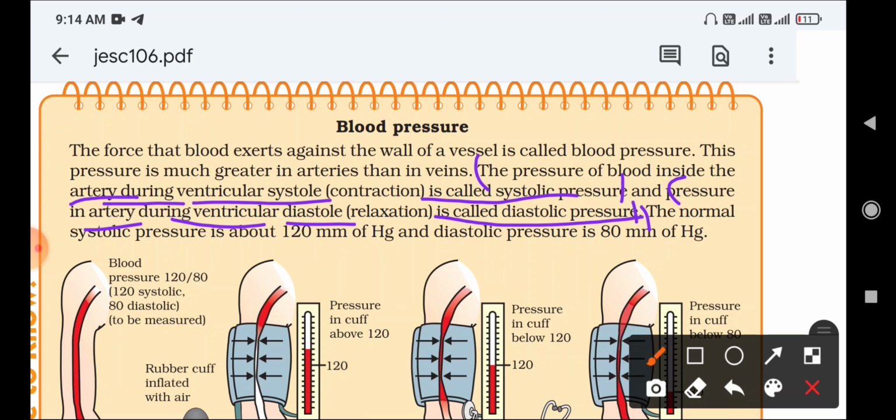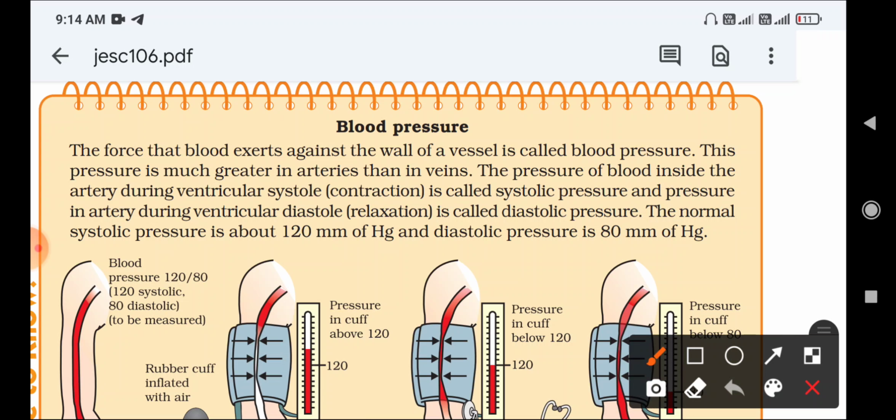The pressure of the blood inside an artery during ventricular systole is called the systolic pressure. The pressure inside an artery during ventricular diastole is called the diastolic pressure. Systole means contraction and diastole means relaxation. This is called systolic pressure and diastolic pressure. First, what is blood pressure? You can write from this point to this point. And what is systolic pressure? Write from the pressure to pressure, and diastolic means pressure to pressure. Okay, this much, the definitions.